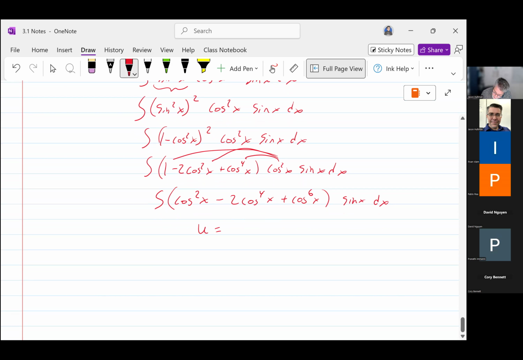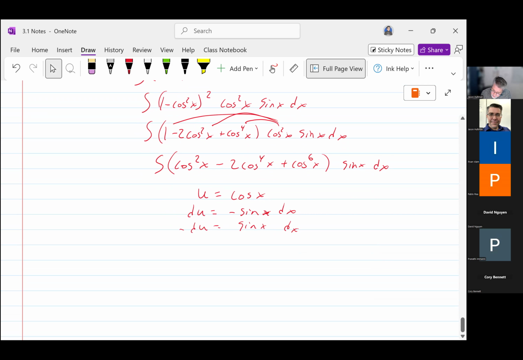So now I want to do my u sub. My u is going to be cosine x. My du is negative sine x dx. The derivative of cosine is negative sine. So I get a negative du is equal to sine x dx. I'm going to pull this negative sign all the way out in front so I don't forget about it. When I do my u sub here, this becomes cosine squared, which is u squared, minus 2 u to the 4th plus u to the 6th du.